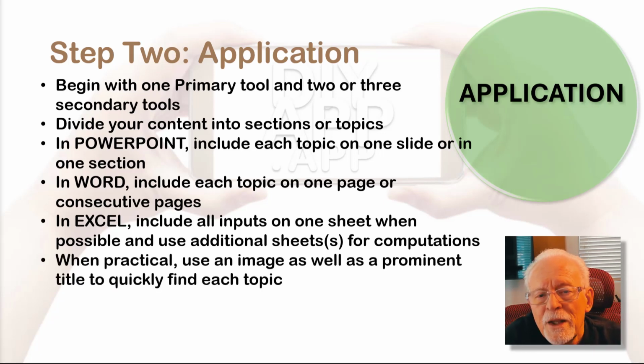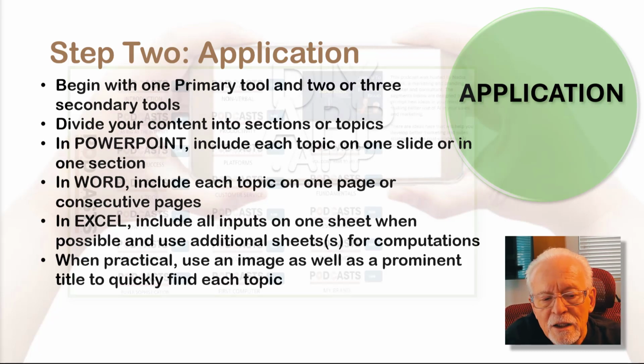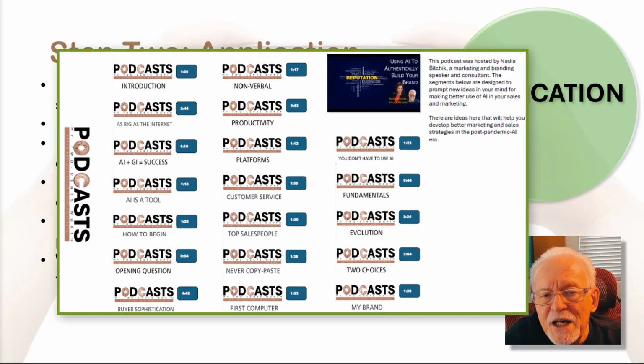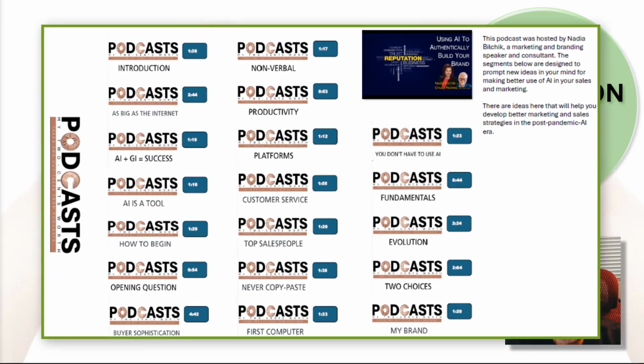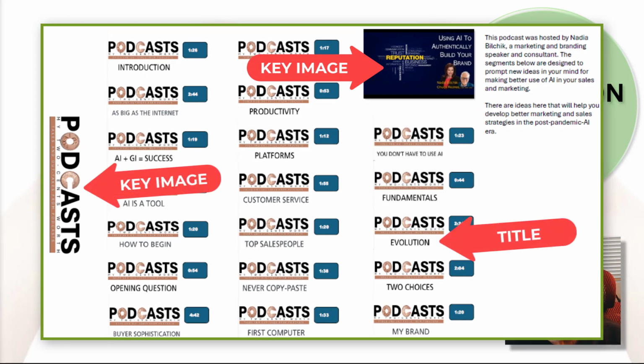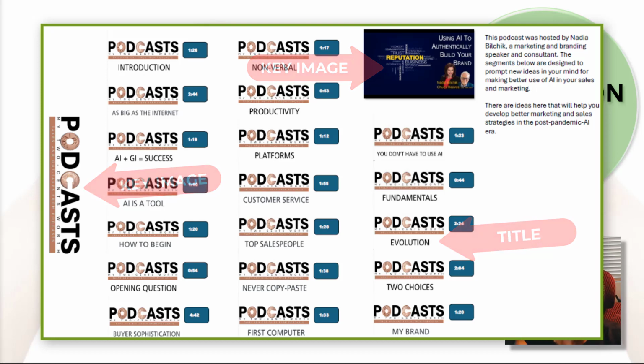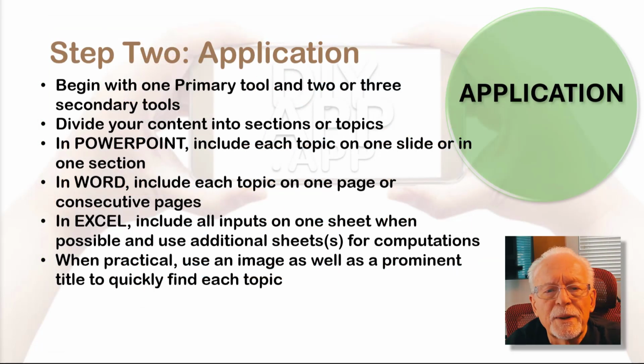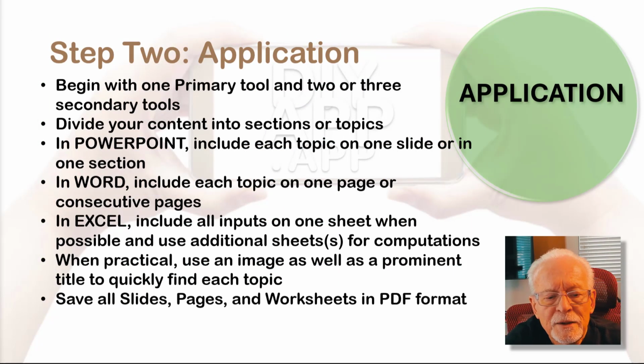When practical, use an image as well as a prominent title to quickly find each topic. Now you'll see an example of this when we get into a library of videos in my YAPP. If you have an image, you can glance at it and your mind will pick up on it. You don't even have to read anything, and you can scroll through your YAPP quickly and find the particular page that you would like to use.